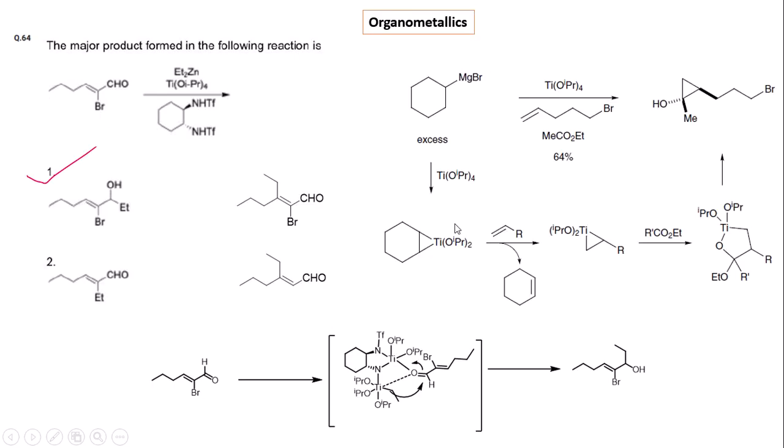Next is the organometallic problem. Here, titanium tetraisopropoxide has been used in the presence of diethyl zinc. The titanium isopropoxide mainly undergoes chelation with the carbonyl group and activates the carbonyl group, and the ethyl group is transferred from the titanium to the carbonyl group to give the alcohol derivative. Here the bromine remains intact.